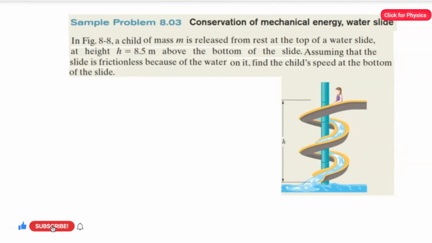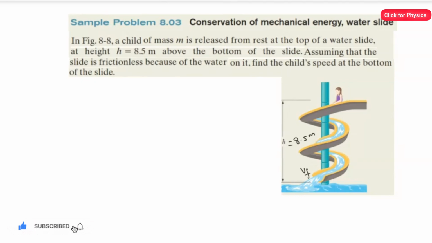So in this diagram, we see a child sitting on the top of the water slide, and it is a frictionless slide because of the water on it. The child is sitting at a height h equal to 8.5 meters from the surface of the water, and we consider the initial speed of the child to be 0 because she is at rest. Then, when the child comes down this water slide, we have to find her final speed. That means we have to find vf.